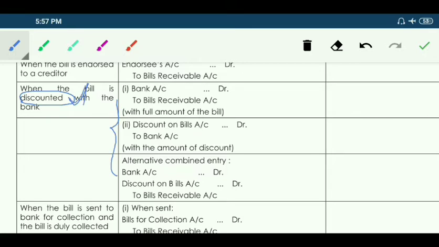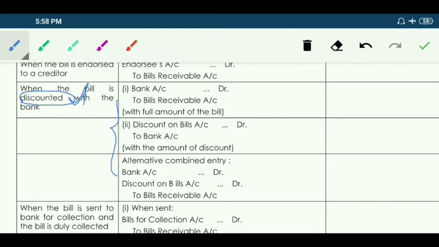For example, the bill amount is 10,000 rupees. Now we go to the bank. The bill is discounted at the particular bank. The bank pays only 9,800 rupees. The bill is actually 10,000 rupees, but the bank pays only 9,800 rupees. That means 200 rupees discount to the business. So this is an expenditure. It's a loss to the business.